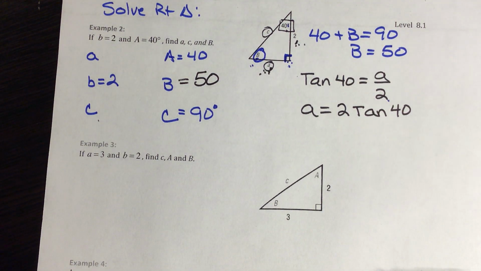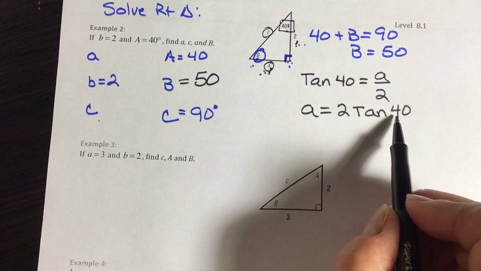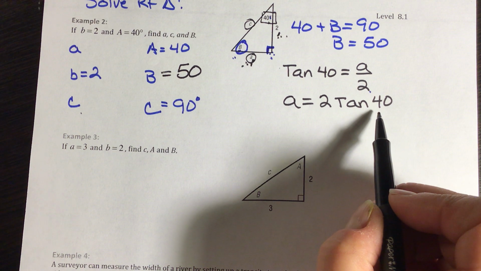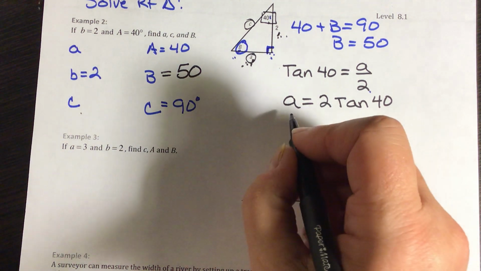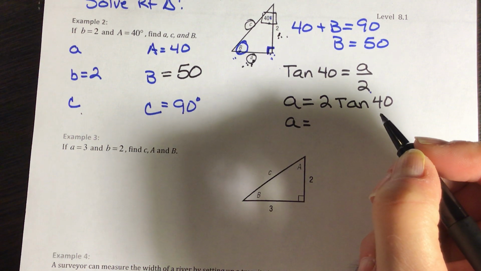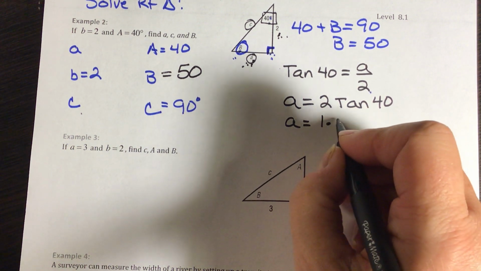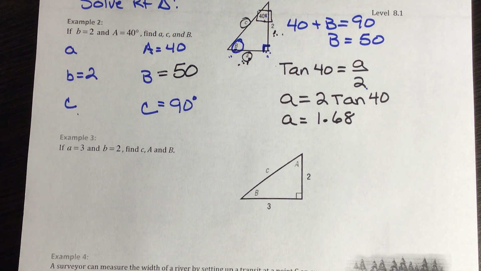And I don't have my calculator handy, but if you put in, and this is degrees, so make sure you're in degree mode, 40, tangent of 40, and then multiply that by 2, A is going to equal 1.68. And we're going to round to 2 places after the decimal, unless the directions say otherwise. Just round to 2 places.